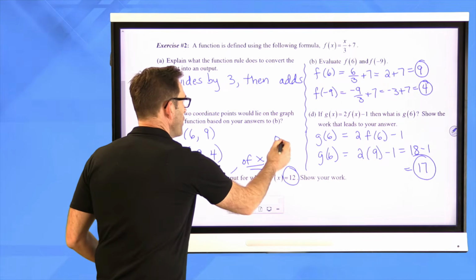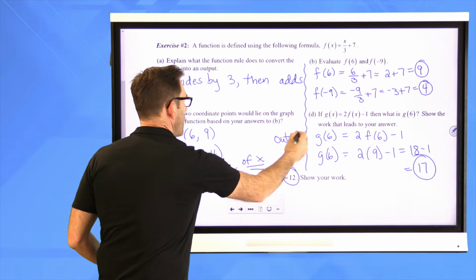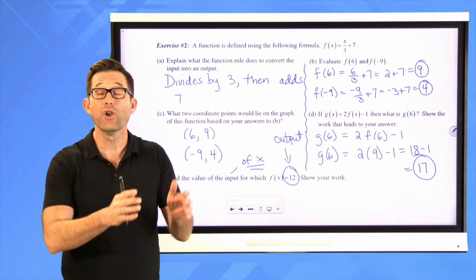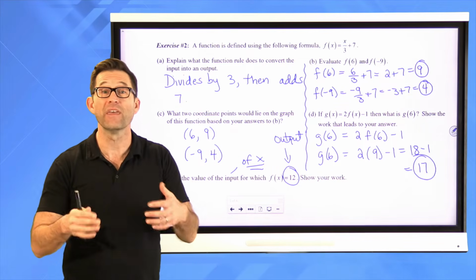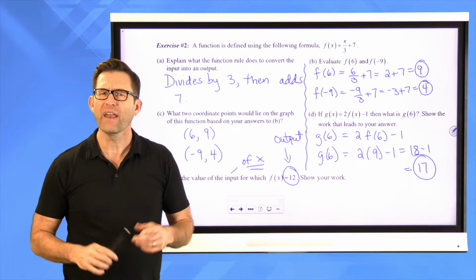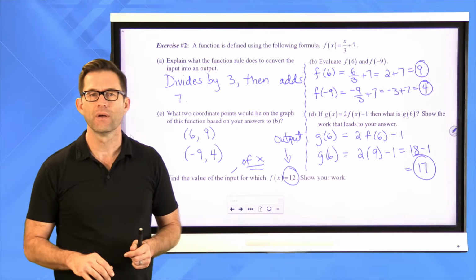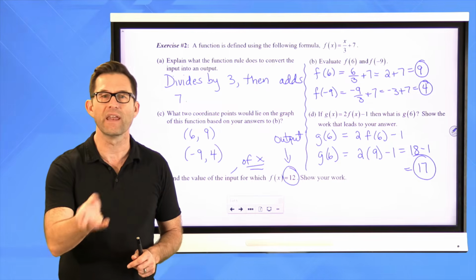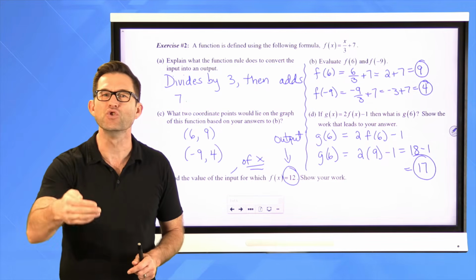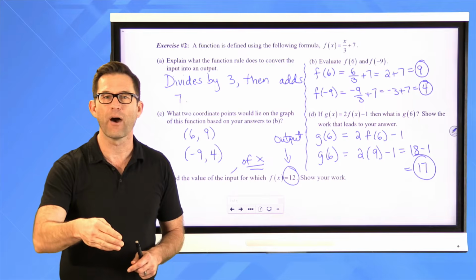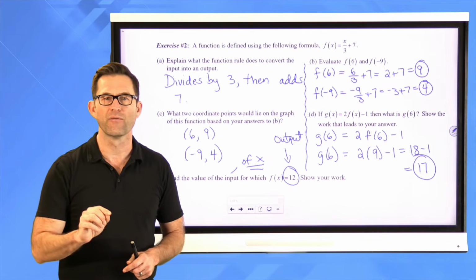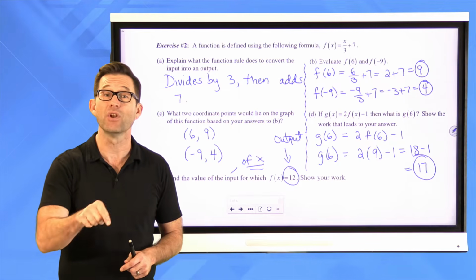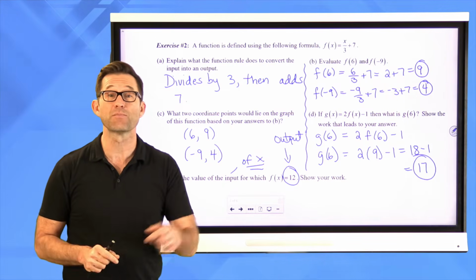This is the output. So they're actually giving me the output, and they want to know what the input is that will give that output. That is always a trickier thing for functions. A function rule should be pretty easy for taking an input and giving an output, because that's what functions do. They take inputs and they give outputs. What's much more difficult is running the function backwards and saying, I'd really like to know the input that gives me this particular output.